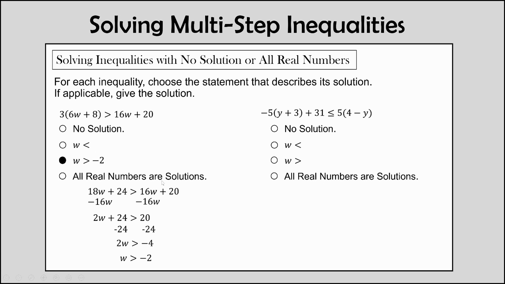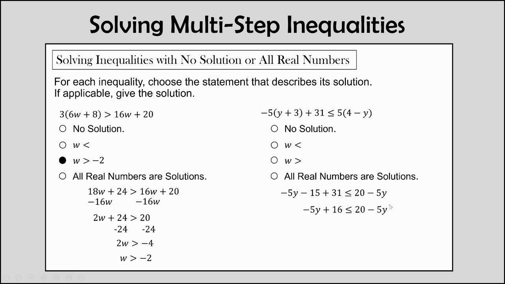That's my answer. If it was going to be the no solution or the all real numbers, then what would have happened here is I'd have had the same variable term on both sides. And then when I would have subtracted my 16W, this would have become 0. And then I would deal with what's left over, and we'll see what happens here. Same deal. Take the negative 5, distribute it through. I get negative 5y minus 15 plus 31. Distribute the 5 through here. I get 20 minus 5y. Simplify the left side. Negative 15 plus 31 is 16.